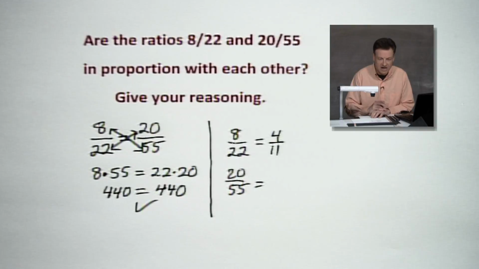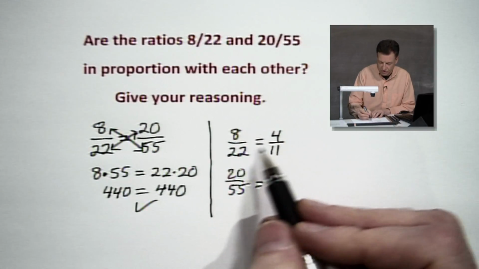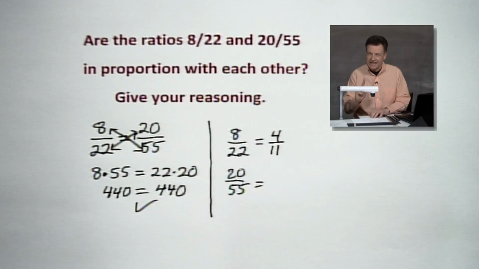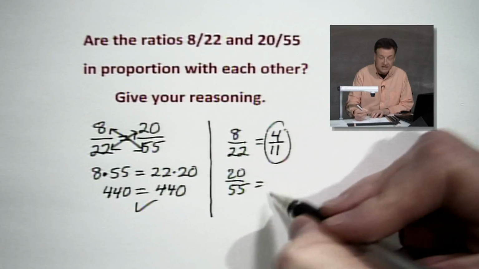That's my deal here, all right? So I divided by 2. 8 divided by 2 is 4. 22 divided by 2 is 11. So there's my fraction there. We hopefully get the same thing here.